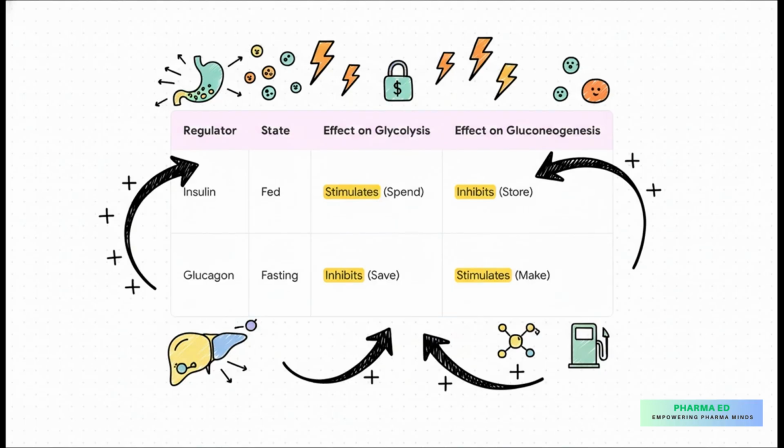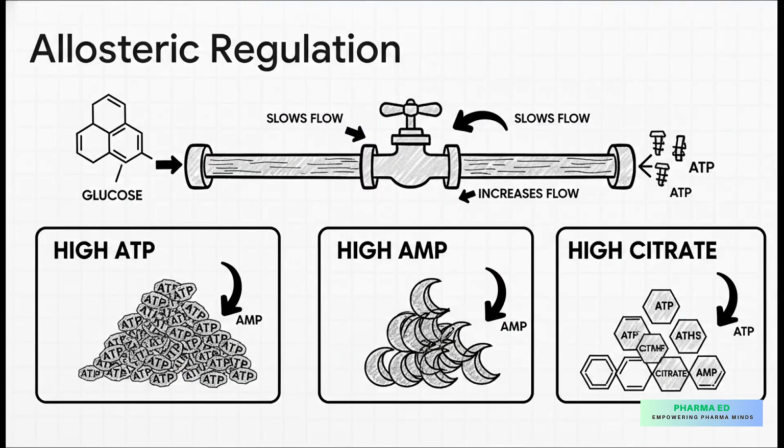Simple, right? And here's the really brilliant part. Besides those big master hormones controlling the whole body, each cell has its own local feedback system too. For example, if a cell has a lot of ATP, that's a direct signal that its energy levels are full. So what does it do? It automatically slows down glycolysis. It's this beautiful system of macro-level hormonal control and micro-level cellular control, all working in perfect harmony.